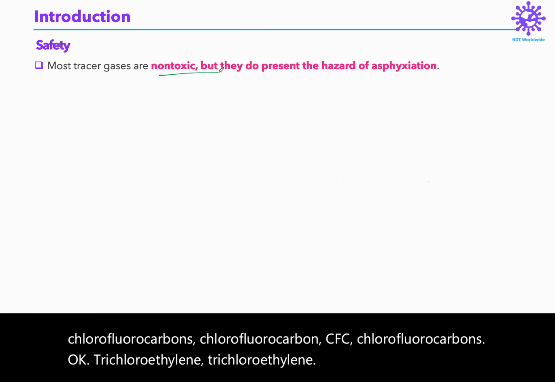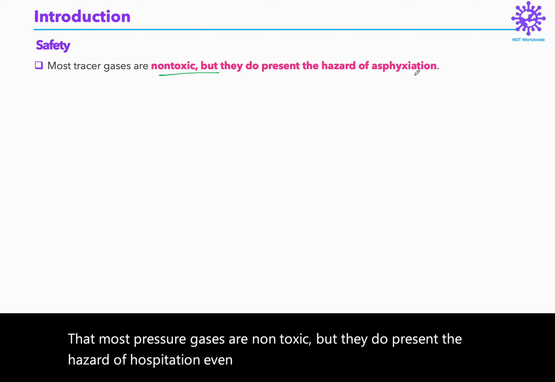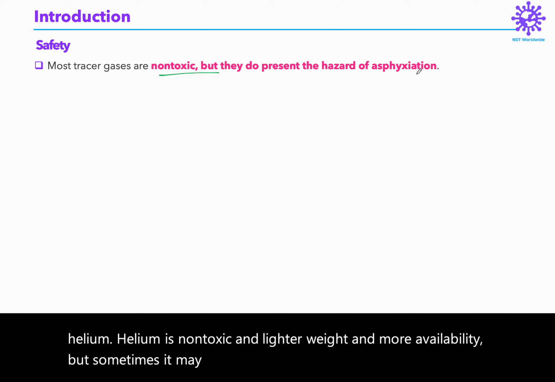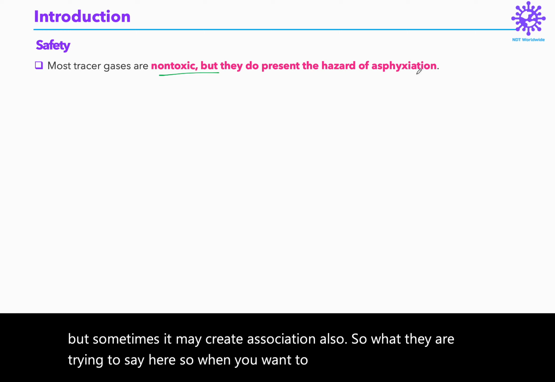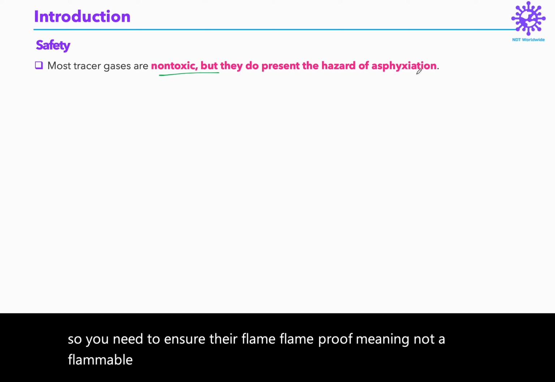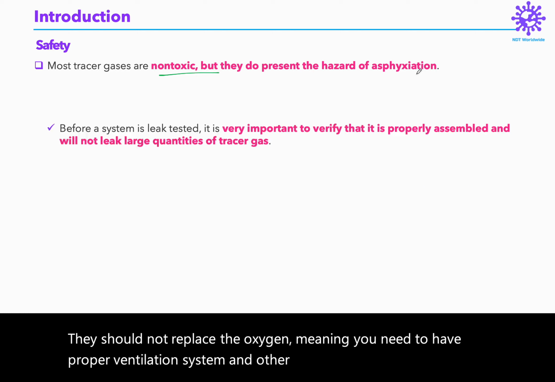Most tracer gases are non-toxic, but they do present the hazard of asphyxiation, even though they are safe. For example, helium is non-toxic, lighter in weight, and more available, but sometimes it may create asphyxiation. What they are trying to say is that when you make use of tracer gases, you need to ensure they are not flammable, are non-toxic and less hazardous, and do not displace the oxygen, meaning you need a proper ventilation system.